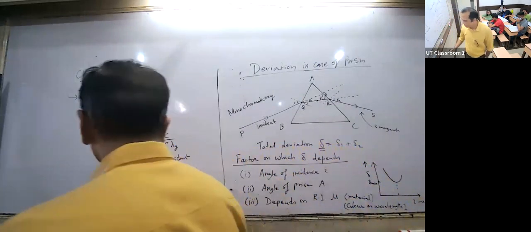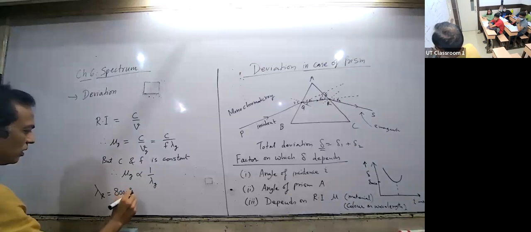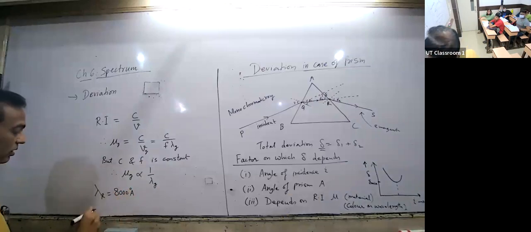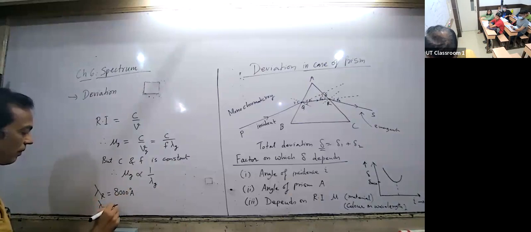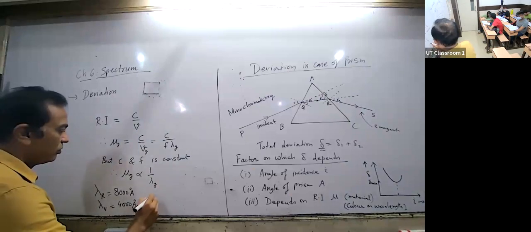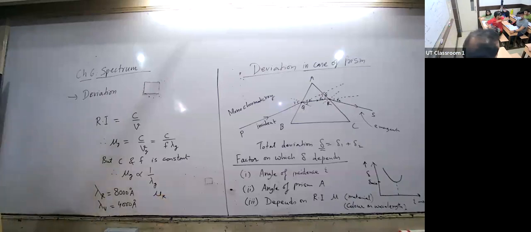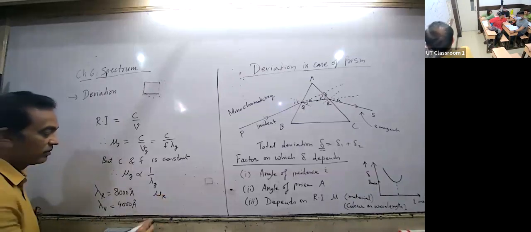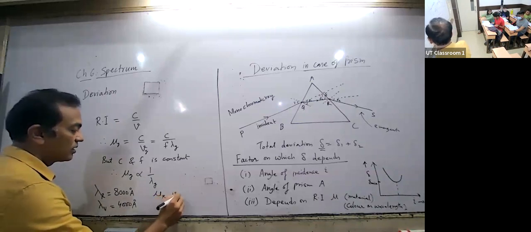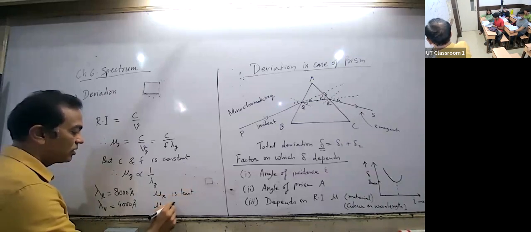Now you know that the wavelength for red is maximum. What is the wavelength of red color? 8,000 angstrom. And what is it for violet color? 4,000 angstrom. So for maximum wavelength, mu R will be least, and mu V is maximum.